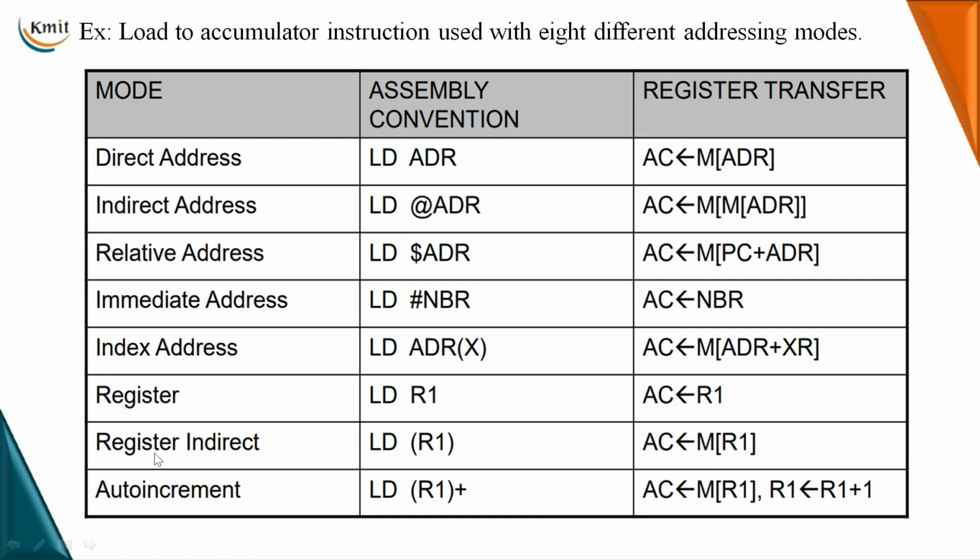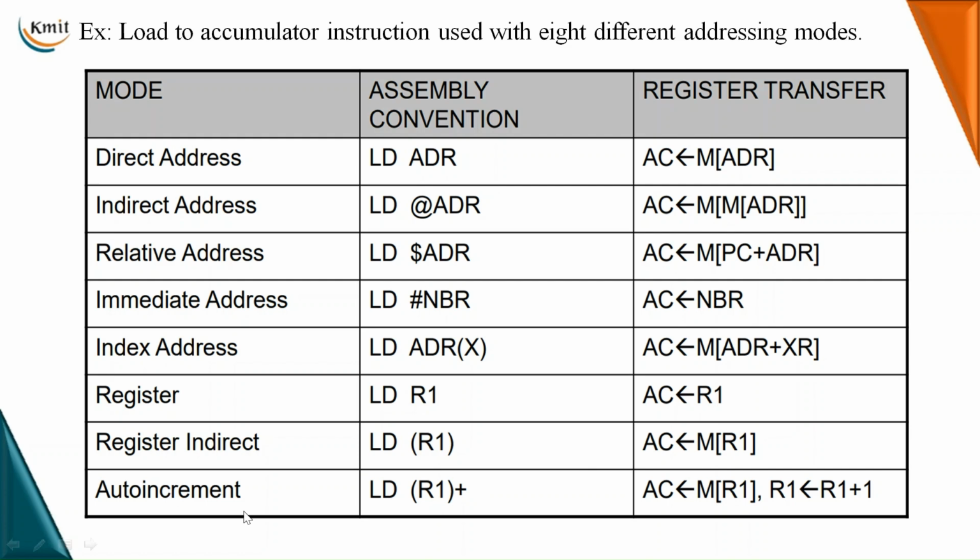In case of register indirect addressing mode, the content of the register is represented by parenthesis. Whatever is the content of the register, that is the effective address. When you access that particular address of the memory, the actual operand is present, which is loaded into the accumulator.